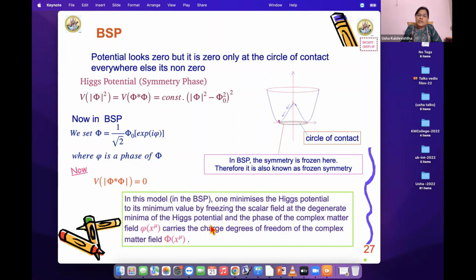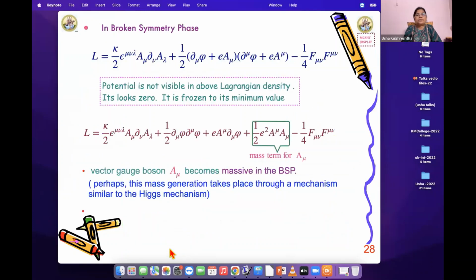And in this broken symmetry phase, one minimizes the Higgs potential to its minimum value by freezing the scalar field at the degenerate minima of the Higgs potential, and the phase of the complex matter field, this varphi, carries the charge degrees of freedom of the complex matter field, capital Phi. Now in the broken symmetry phase, our Lagrangian looks like this, and here one can see that the potential is not even visible. So it looks zero, which means it is frozen to its minimum value.